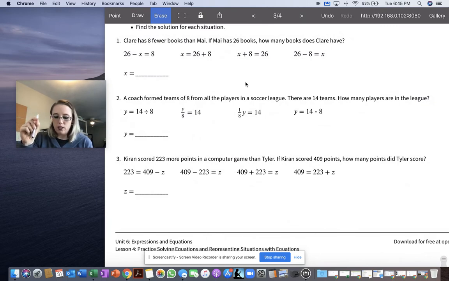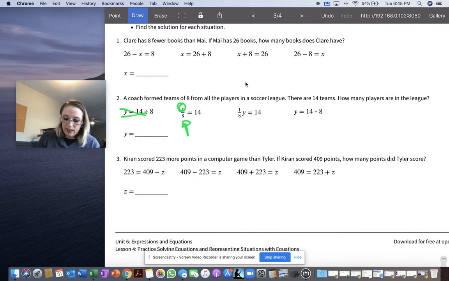Which one of these shows that situation? So this obviously wouldn't, because if you divided 14 by 8, you're only going to get 2. And there are more than 8 players and there are more than 2 teams. So the second one, y divided by 8 equals 14. So the question is asking how many players are in each league. So this would make sense because if you have 8 players in each league and there are 14 of them, you need to know the number of players. So this is an answer.